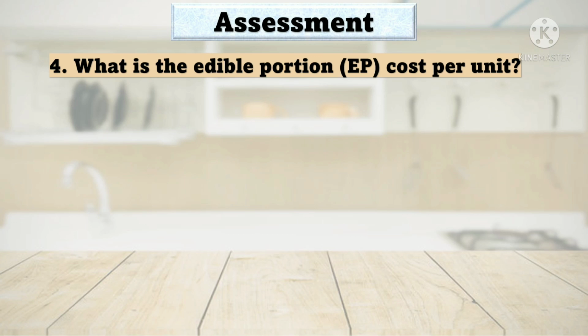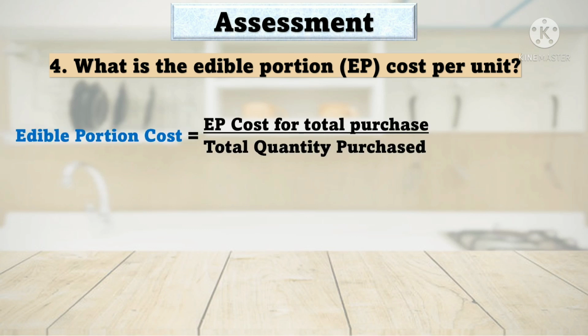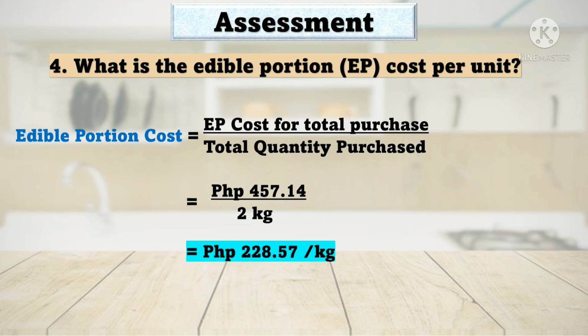Number 4. What is the edible portion cost per unit? Here's the solution. The correct answer is 228 pesos and 57 centavos per kilogram.